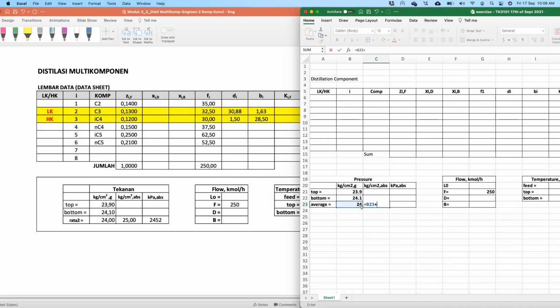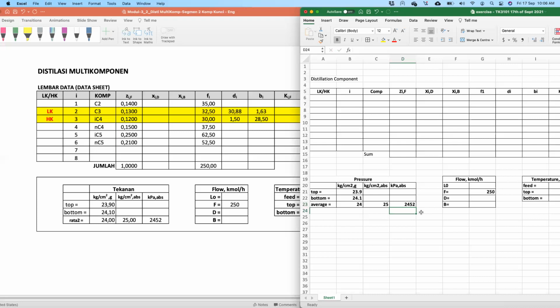So this one plus one. Okay, so that's about 25. Okay, and after that, we also need to change it into kilopascal absolute. Yeah, check the conversion between kilogram per square centimeter to kPa. And then maybe this one here, let's just write the conversion, about 2452.